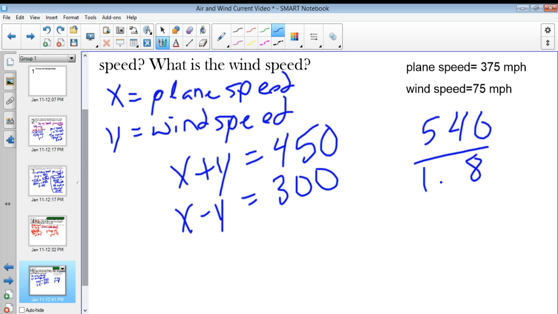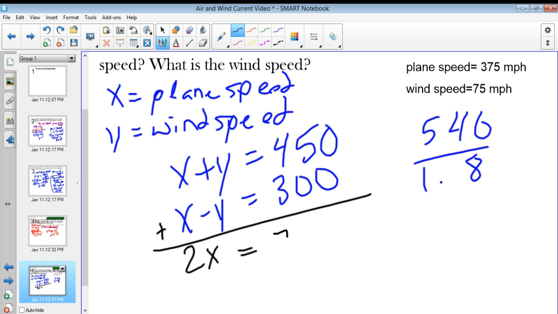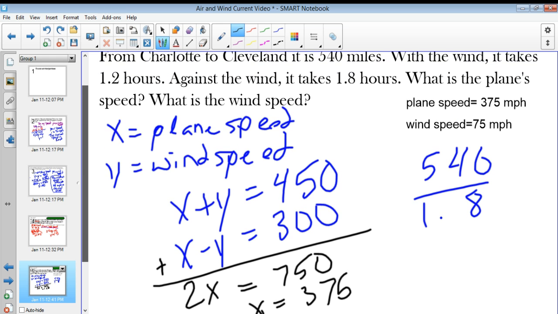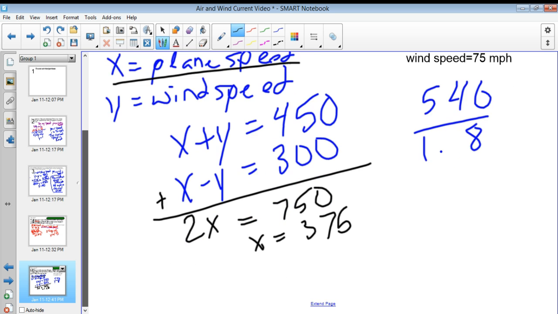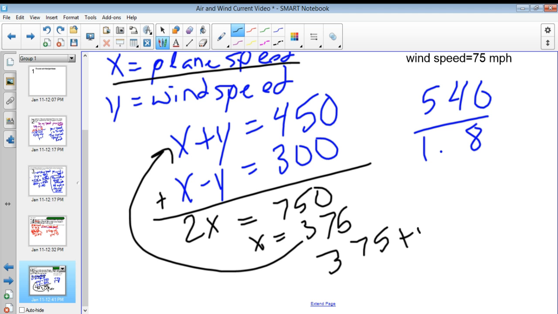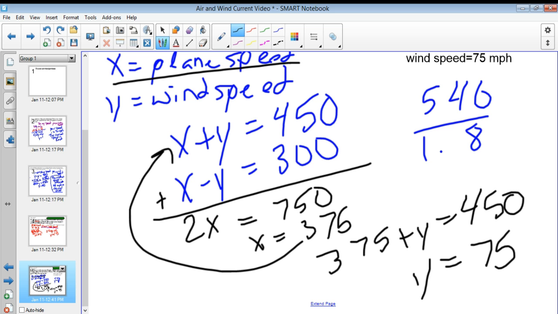And if I were to do the elimination, which I think we're pretty good with this part by now, I would have 2x equals 750. Therefore, x equals 375. So that means that the plane speed, because x is my plane speed, would be 375 miles per hour. Plugging that back in, 375 plus y equals 450, which means that y equals 75. Just subtract 375 from both sides.